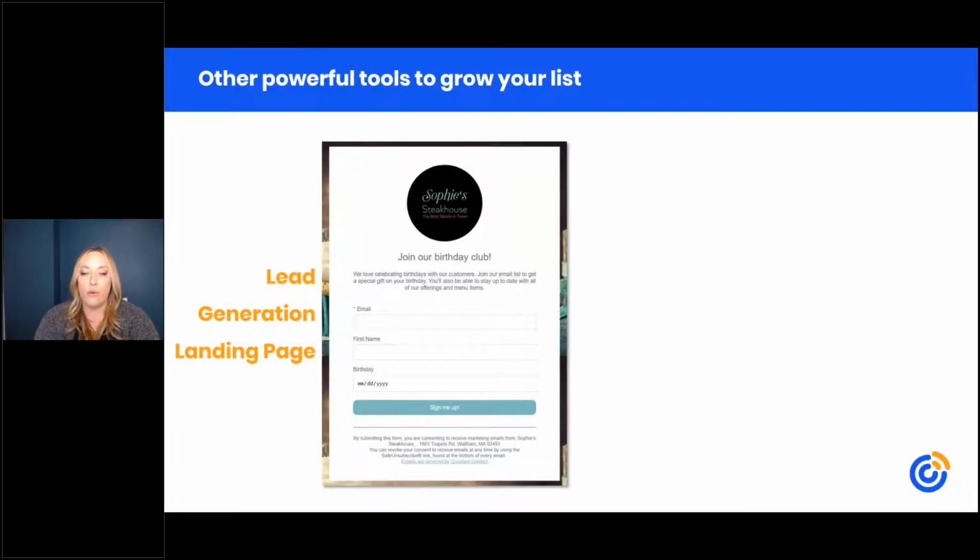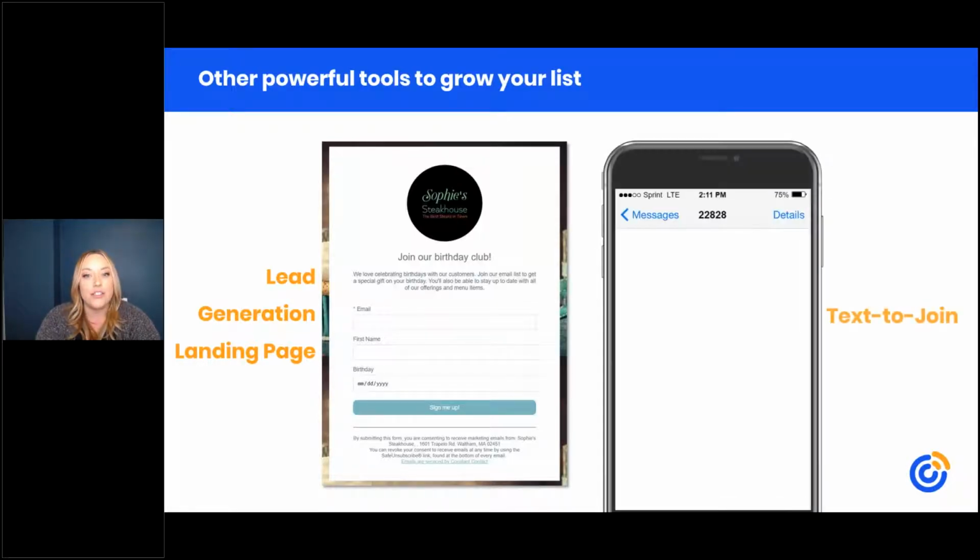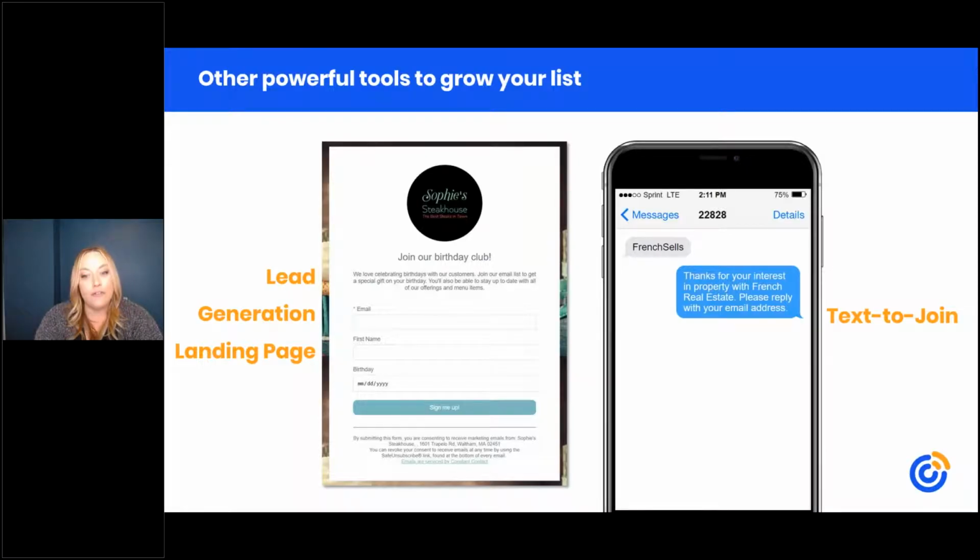The other tool that I want to share with you, and this is one of my favorite tools within Constant Contact, is what we call the text to join feature. So on the right-hand side of the screen here, you see an example of how this works. Essentially, in your account, you set up a keyword code and you get a phone number. And so you can create a sign that gives people instructions on how to sign up through text messages. But essentially, the customers text your keyword code to the number, which is typically 22828, and then they get a message that's asking for their email address.